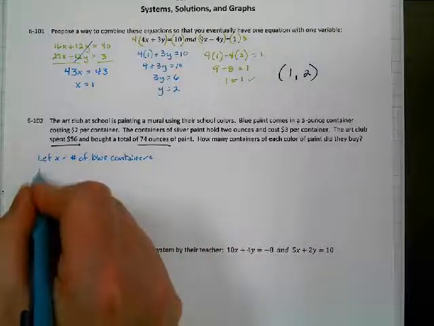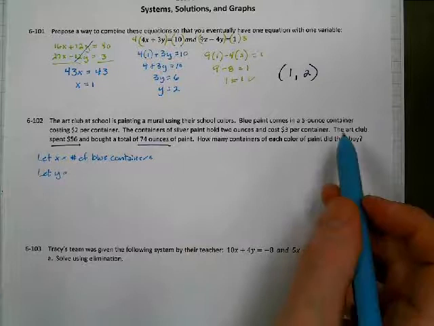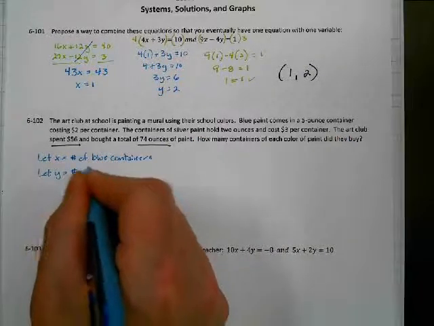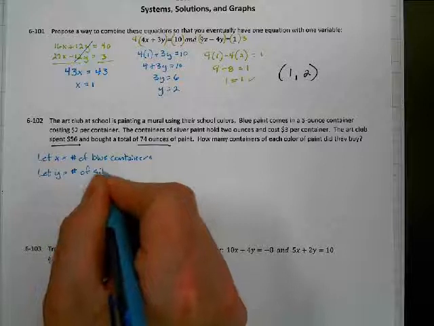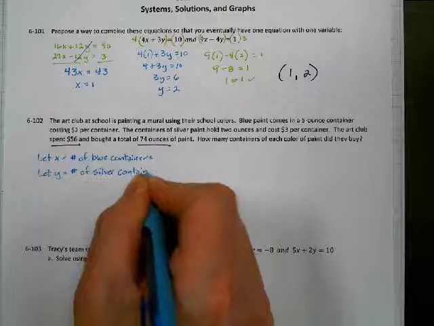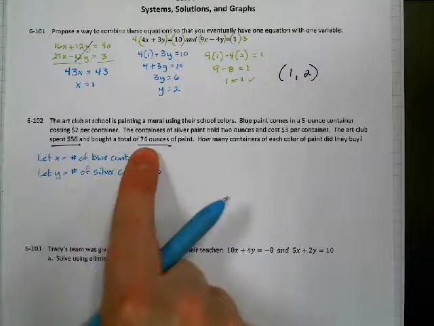All right, we're going to let Y be the other color. What was that, silver? Silver, yep. So that's going to be the number of silver paint containers. All right, so we've got two totals here that we can make equations from.